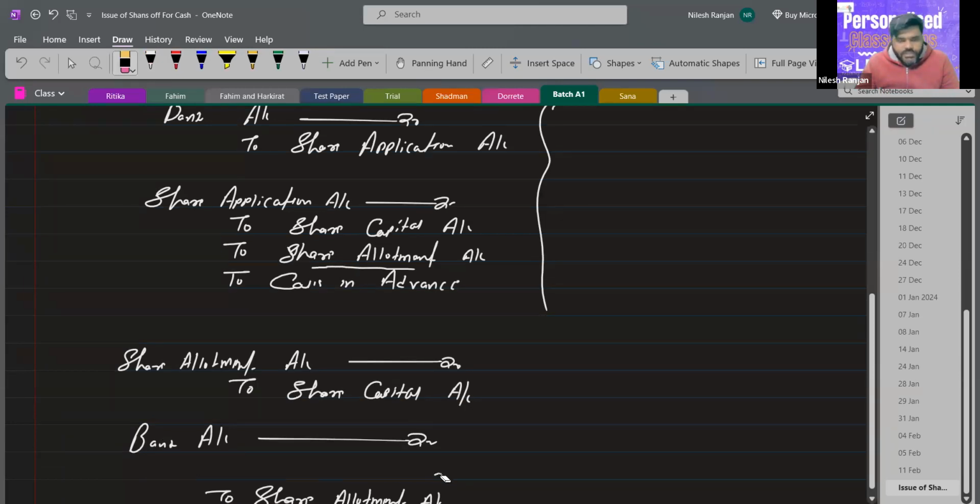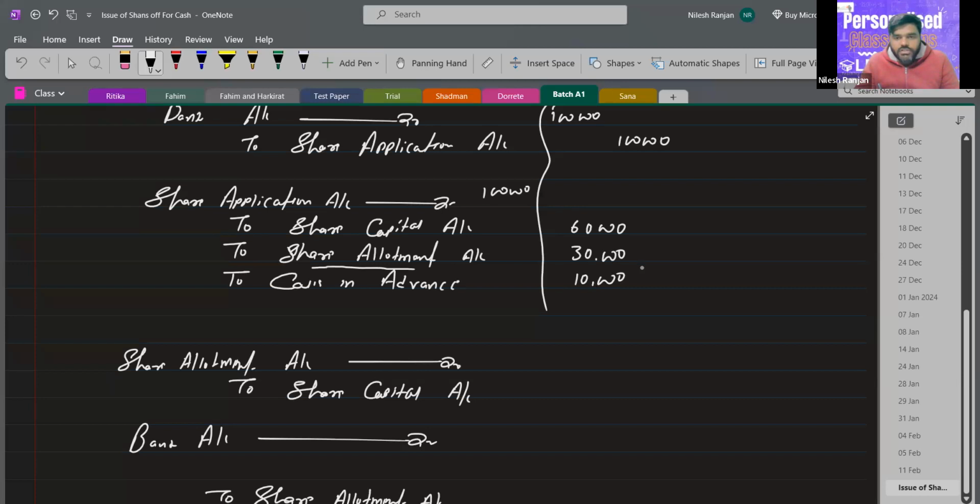Okay, sir. But this is one method, so you can pass the journal entry by this method also. But this is the easy one. Why? Because when you receive the application money, where does it go? Let's say you receive 1 lakh rupees here. From this 1 lakh, let's say 60,000 is share capital, 30,000 is share allotment, and 10,000 is calls in advance. So now you know that in this 1 lakh, these three accounts we have credited.